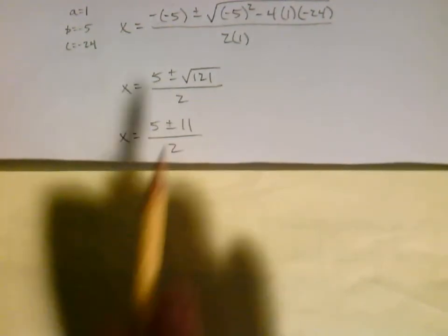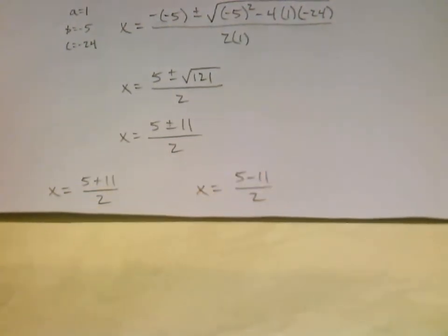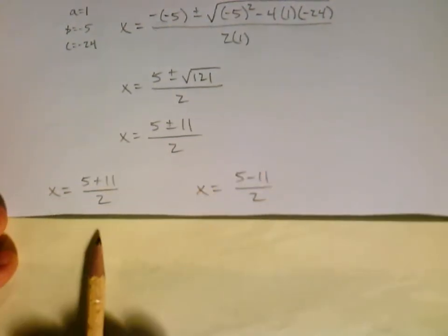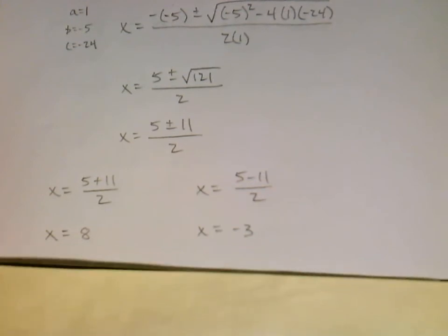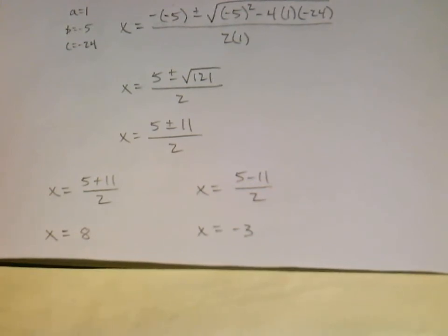Well, to go further, I'm going to go ahead and write the two separate lines. 5 plus 11 over 2, 5 minus 11 over 2. And that gives me these two answers, x equals 8 and x equals negative 3. Okay.